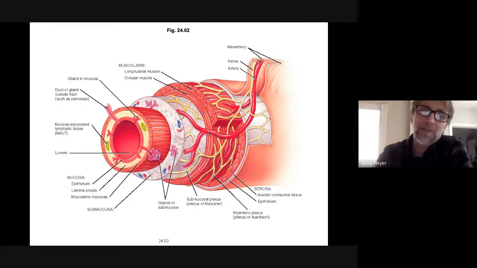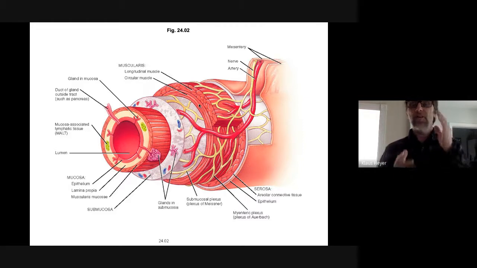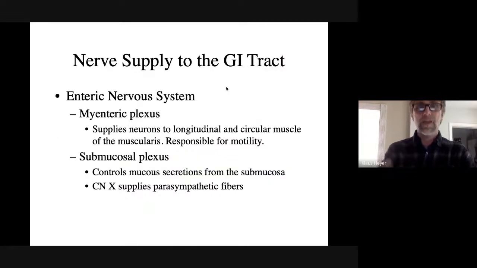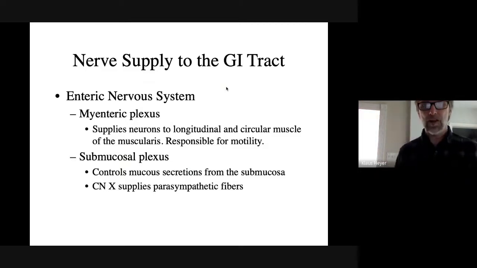So the muscularis is smooth muscle, both the longitudinal muscle and the circular muscle, and they alternate in their contractions, and that pushes food down your body, down your esophagus, through your stomach, through your intestine. Serosa, I don't know, I've got nothing to really say about it. I'm going to let you look at this, and then I'm going to back up one slide.